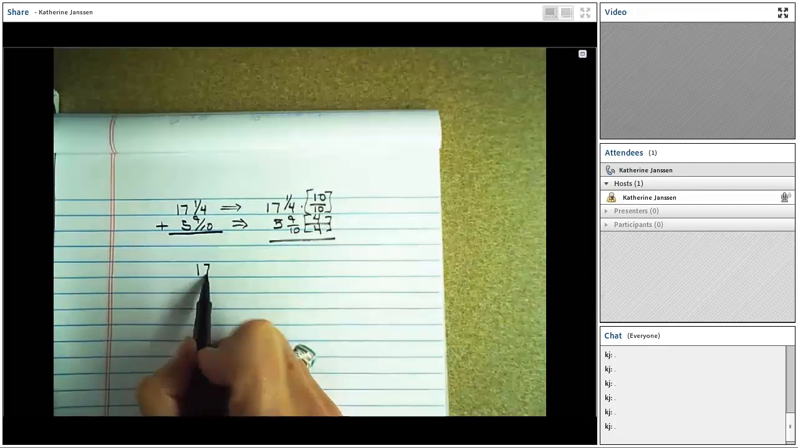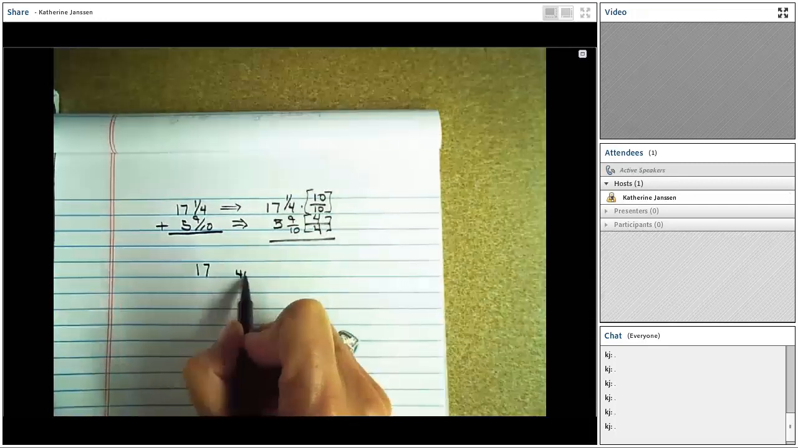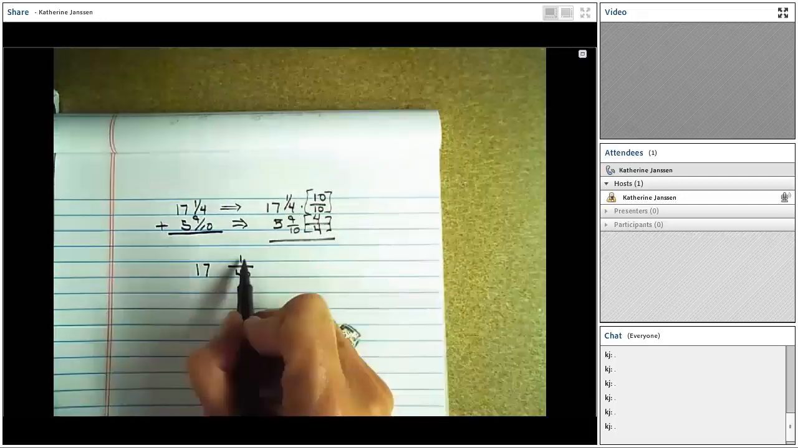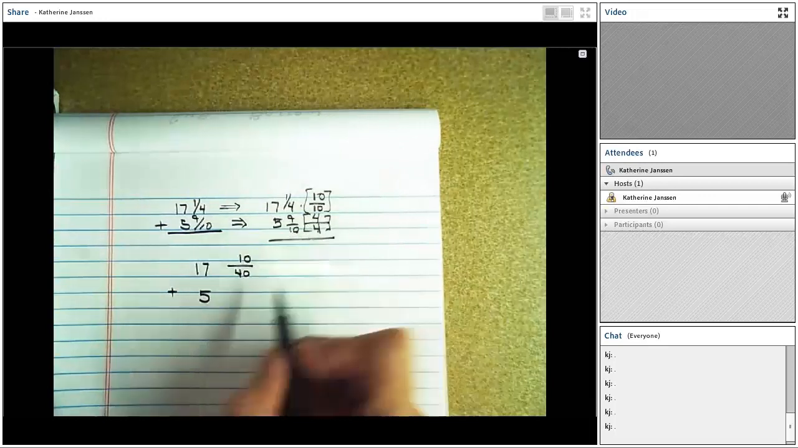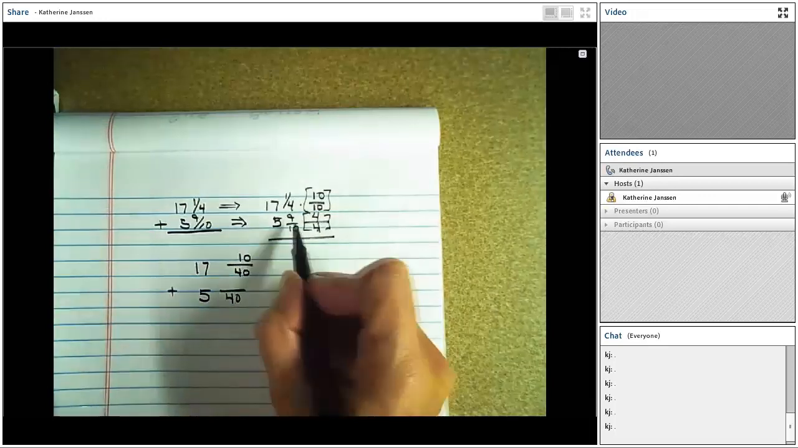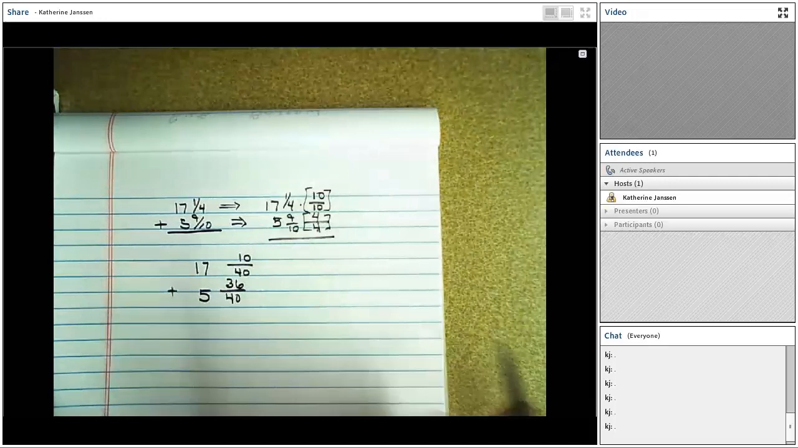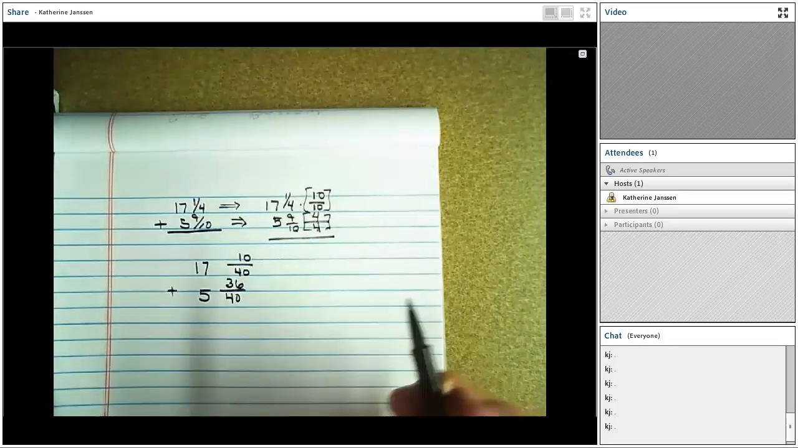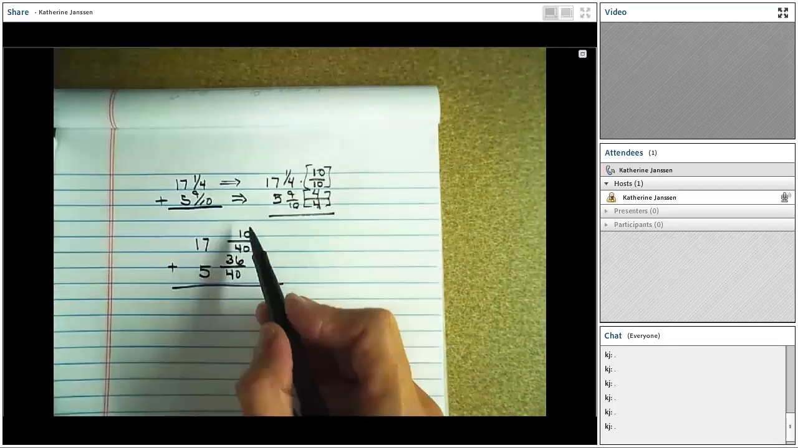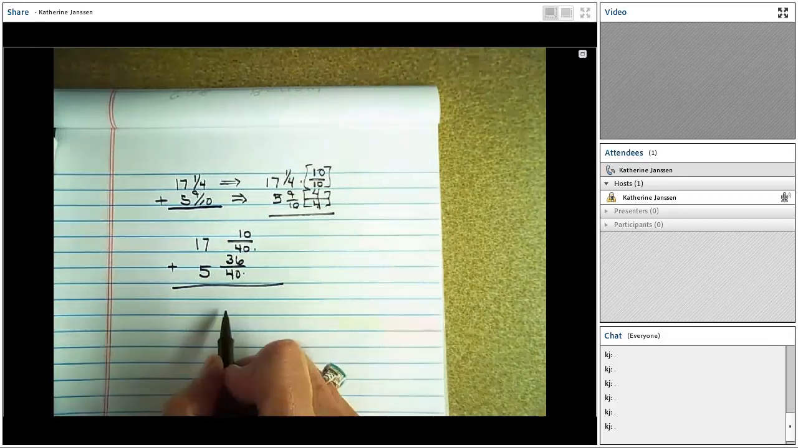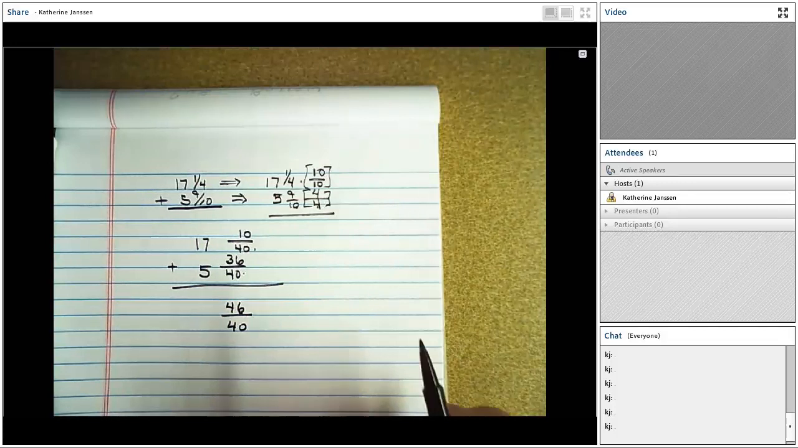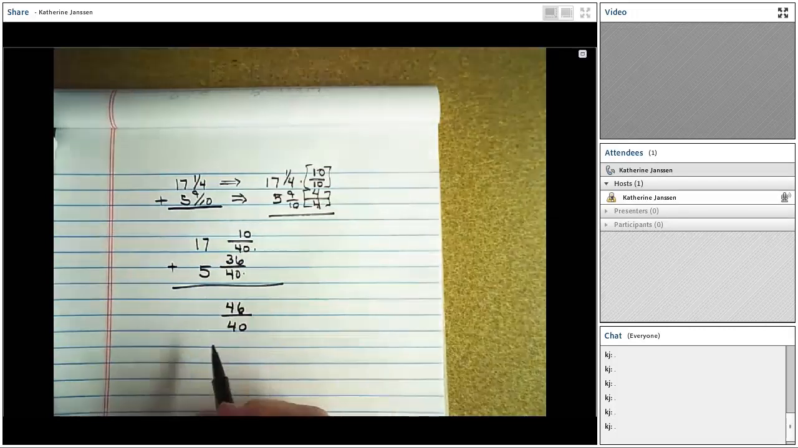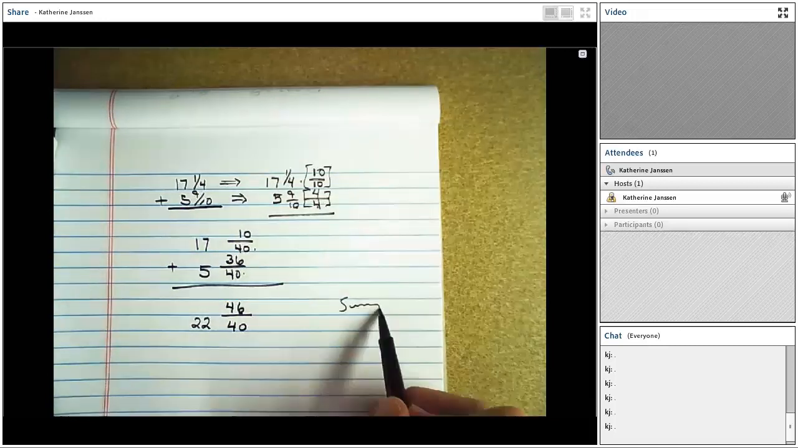So I have 17 and 4 times 10 is 40. In the numerator, I have 10. Plus 5, and in the denominator, I have 40. In the numerator, I have 36. I have common denominators now, so I'm just going to add the numerators all over my common denominator and add my whole number portions, and I'll get 22. And of course, we always look to simplify.